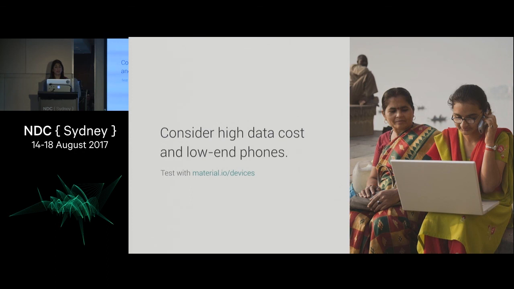Also, consider high data cost and low-end phones. Because some countries have very, very expensive data, make sure to always reduce the app size, and we're already doing that with progressive web apps, but make sure to keep this in mind. And also consider small screen sizes. Because some people are still using very old phones, we need to make sure that we're minimizing the battery usage too, and also we could let the users know about data sizes whenever we have heavy data. If you want to test small screen sizes, you could test that at material.io/devices.